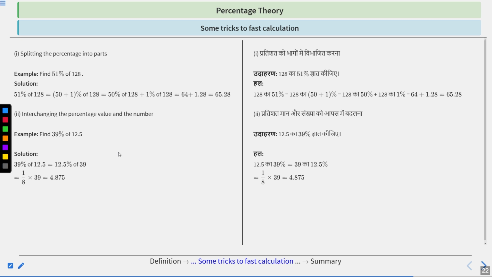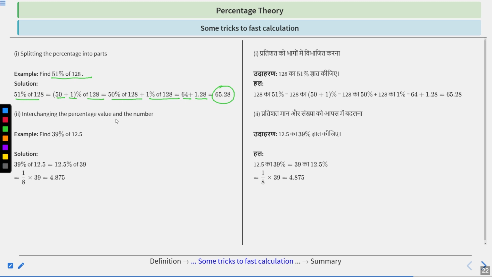Now, some tricks for fast calculation. We can split the percentage into parts. For example, find the value of 51% of 128. One way is to calculate 51 multiplied by 128 upon 100. Or in the smart way, 51% of 128 is equal to 50% plus 1% of 128. So 50% of 128 is 64 and 1% of 128 is 1.28, which gives 65.28.